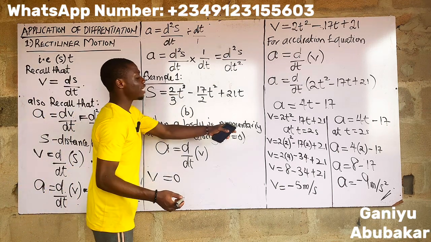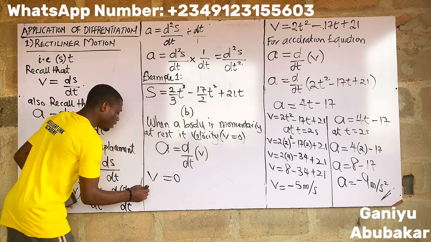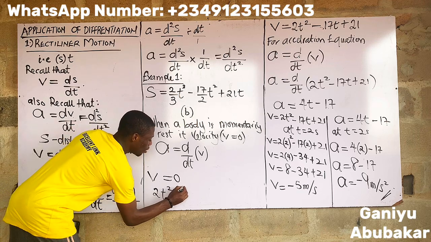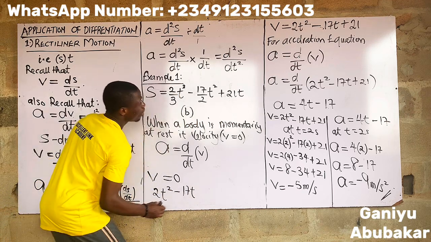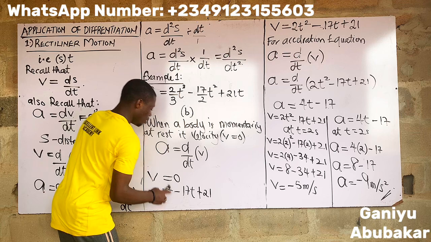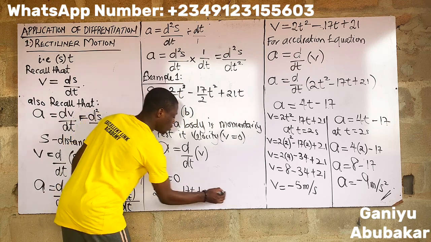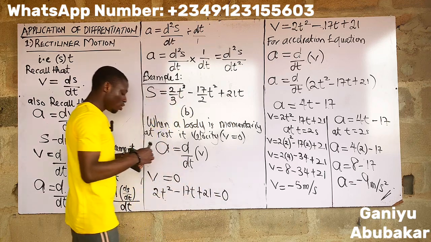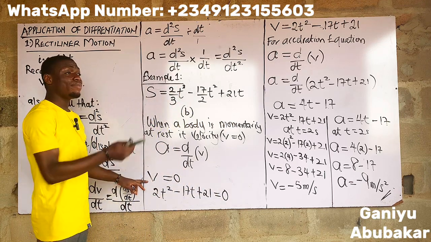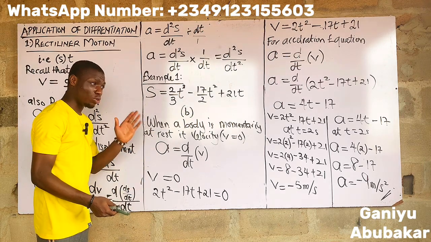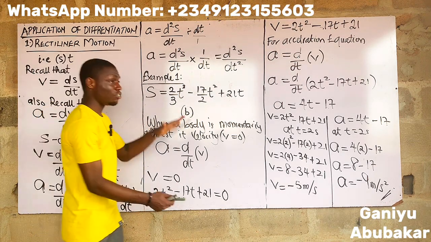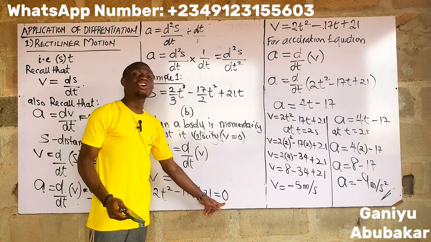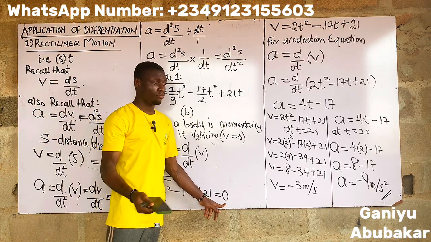So we're saying that velocity v is equal to 0, because the condition is that the body is momentarily at rest. So what's v? v is 2t squared minus 17t plus 21, equal to 0. Our task is to look for acceleration, but the condition is that the body is at rest, so velocity is 0. So we need to solve this using the concept of quadratic equation.